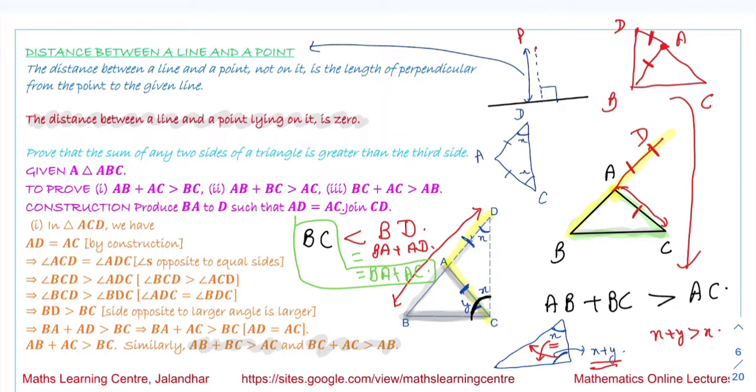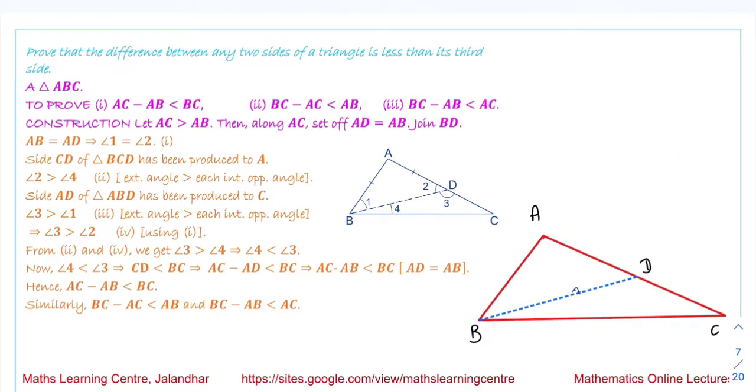Now in this next question, you have to prove that the difference between any two sides of a triangle is less than the third side. In the previous case, we proved that the sum of two sides of a triangle is greater than the third side. Here, the difference of the lengths of the sides is less than the third side.